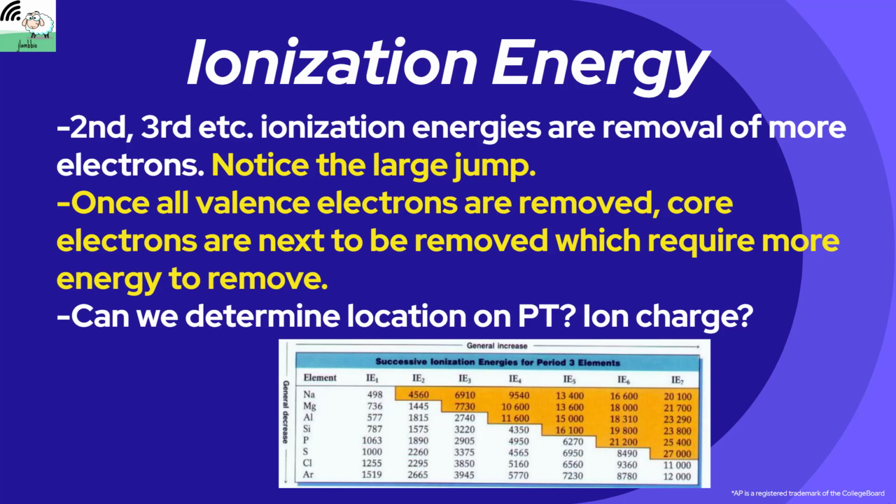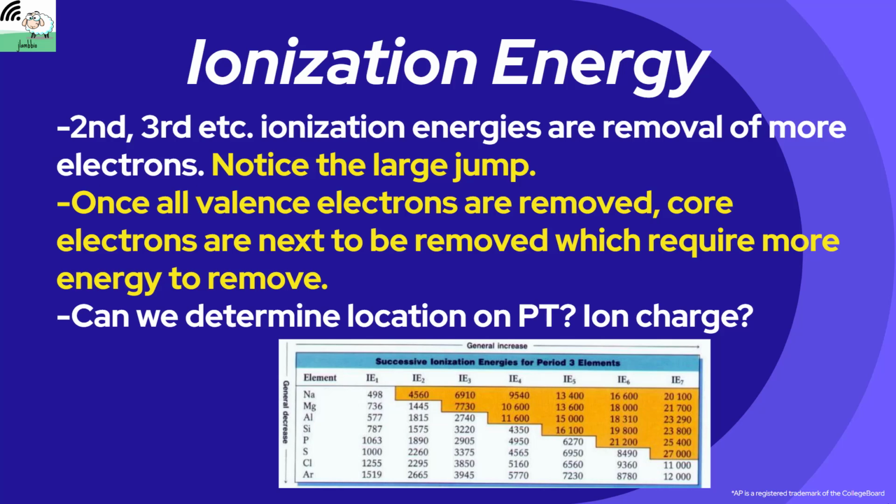If I see a big jump between the first and second ionization energy, I know that element is in the first group on the periodic table. This is a result of elements in that first group only having one valence electron, so one electron should be easy to remove, while subsequent electrons, core electrons, are going to require much more energy in order to remove them.